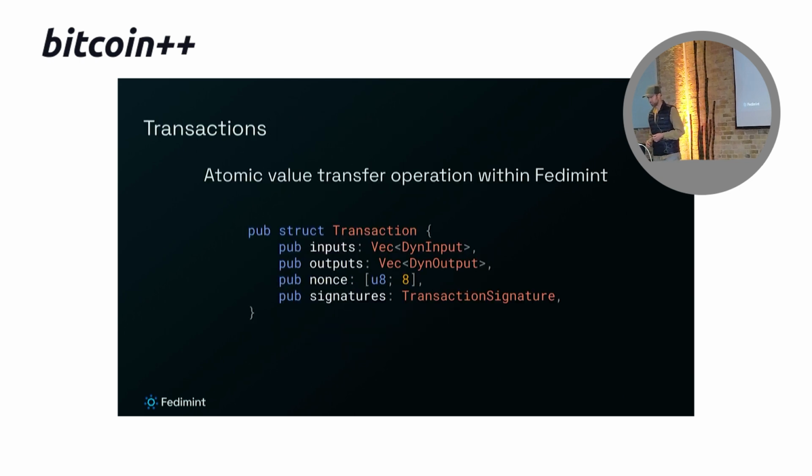So a transaction, this is a Fedimint transaction, not a Bitcoin transaction. And a transaction in Fedimint is very similar. It's how you send any type of value around in the system. So you have a Vec of inputs, a Vec of outputs, a nonce to ensure uniqueness of the transaction, and then signatures across those inputs.